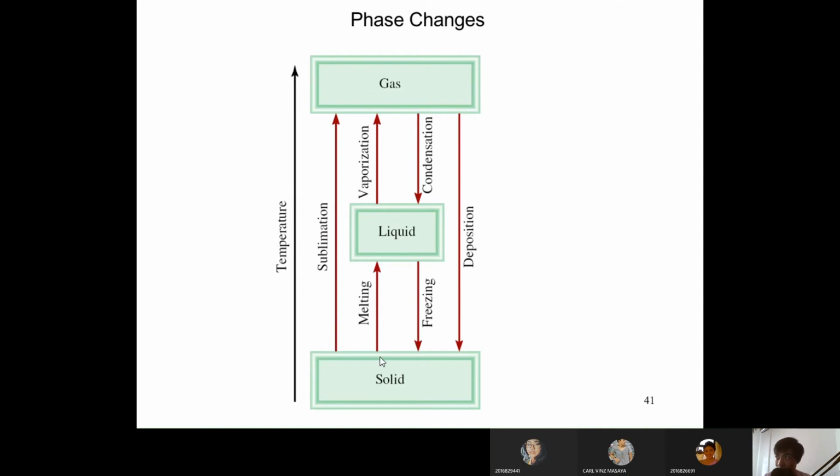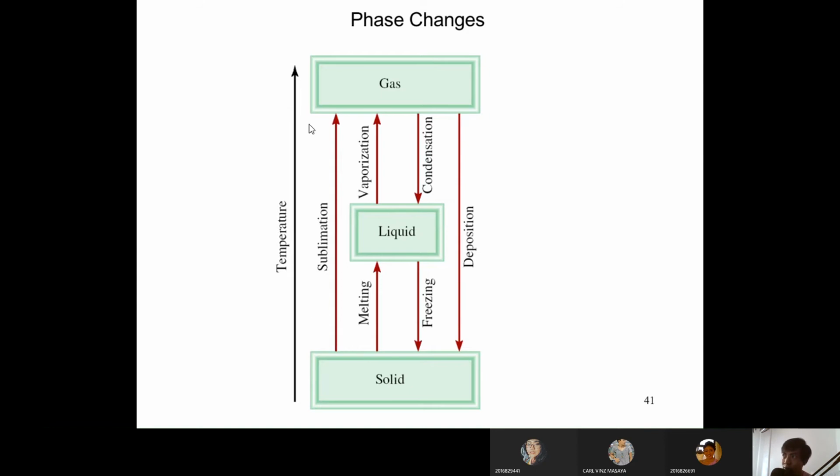So we can transition from solid to liquid, liquid to gas, or directly solid to gas. Ayan yung mga tawag sa kanila. Solid to gas, sublimation; solid to liquid, melting; liquid to gas, vaporization; gas to liquid, condensation; liquid to solid, freezing; and gas to solid, deposition.